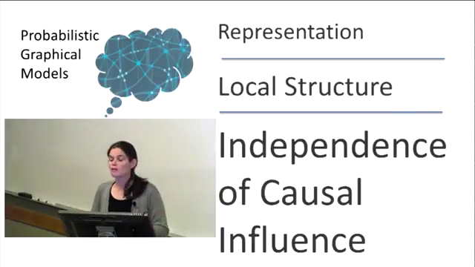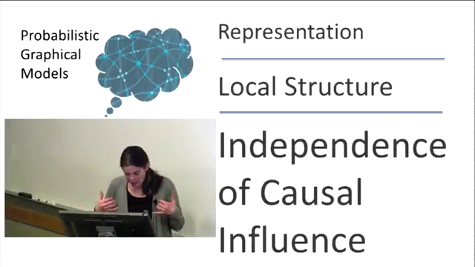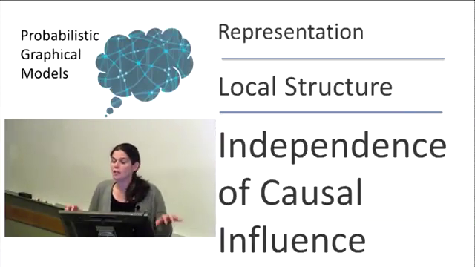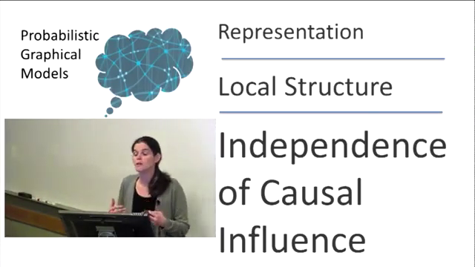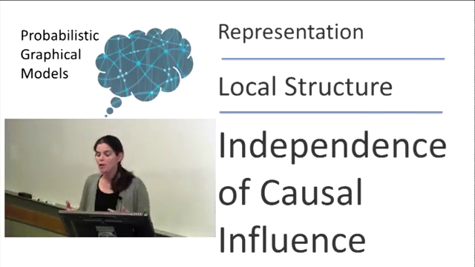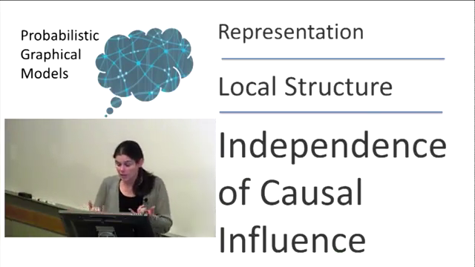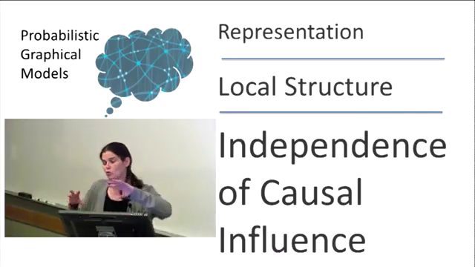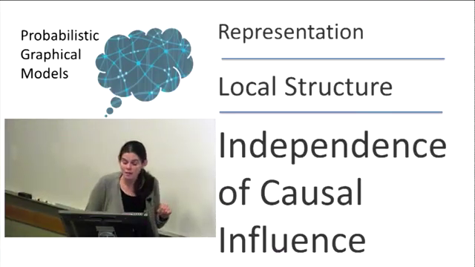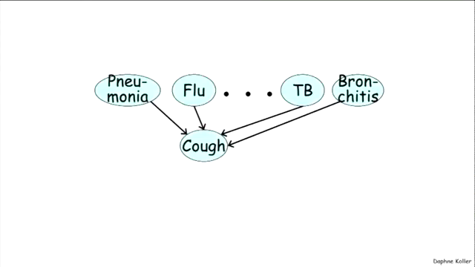We previously talked about the importance of allowing CPD representations that encode additional structure in the local dependency model of a variable on its parents. And we talked about the case of tree CPDs, which allow us to depend on different variables in different contexts. But none of that helps us deal with the situation that we used as a motivation for this, where we have a variable such as, for example, cough, that depends on multiple different factors: pneumonia, flu, tuberculosis, bronchitis, and so on and so forth.